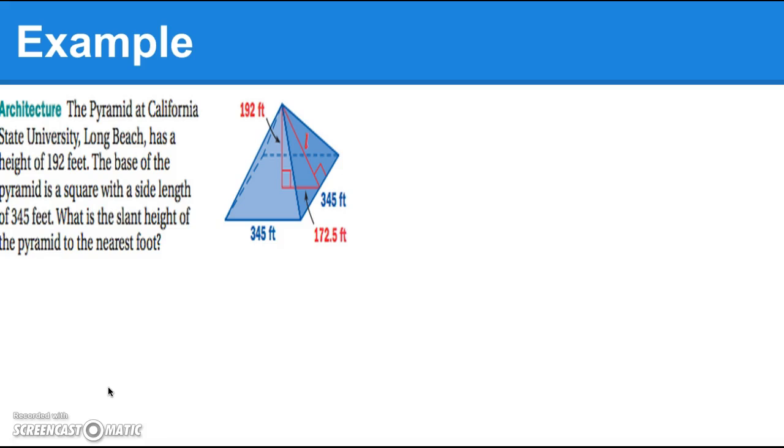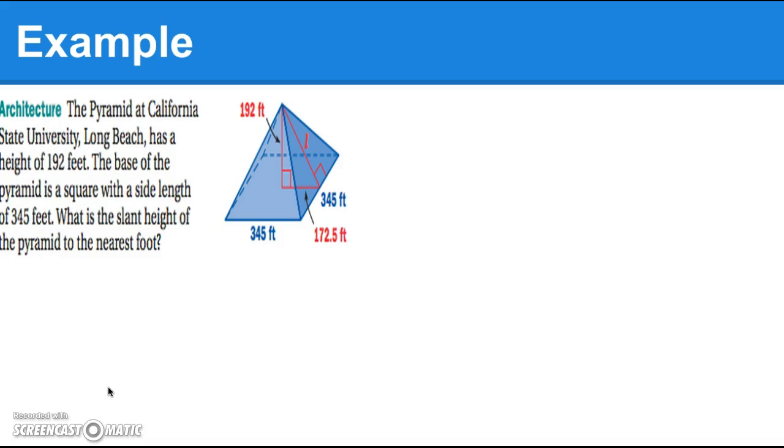Okay, so we have an example here. It says the pyramid at California State University, Long Beach has a height of 192 feet. The base of the pyramid is a square with a side length of 345 feet. What is the slant height of the pyramid to the nearest foot? You have a couple of these in your homework. There is an example here.